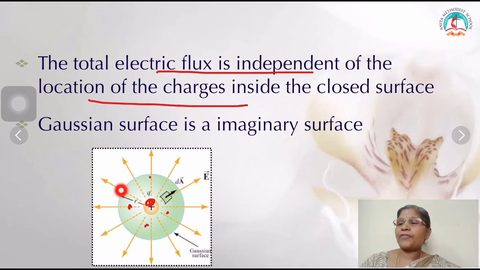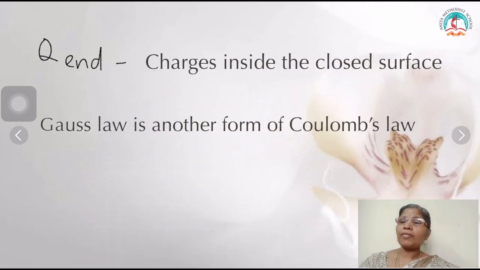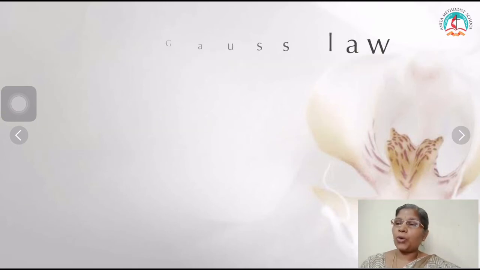Then, the Gaussian surface is an imaginary surface. It is not a real one; we are assuming the Gaussian surface. Q enclosed means how many charges are present inside the closed surface. Gauss law is another form of Coulomb's law. Remember that: it is another form of Coulomb's law.